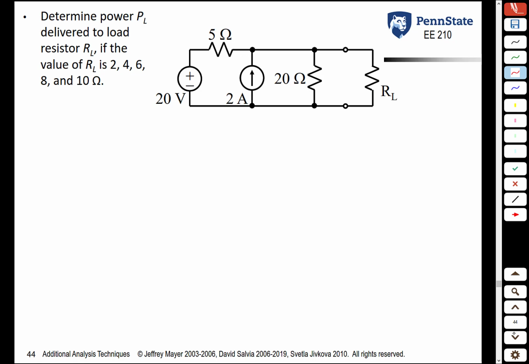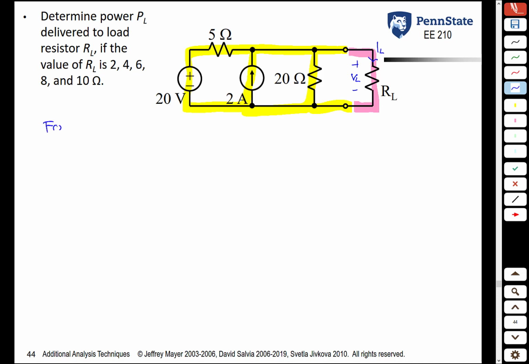So in this problem, we're asked to determine the power delivered to the load for 5 different load resistors: 2, 4, 6, 8, and 10 ohms. So basically, we're going to keep the rest of the circuit the same, and we're going to plug in 5 different values for the load resistance and calculate the power in each case. Remember, the power absorbed by the load is the voltage across the load, VL, times the current through the load, IL. We will utilize Thevenin's theorem in order to solve this problem.